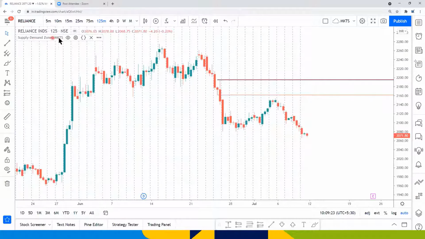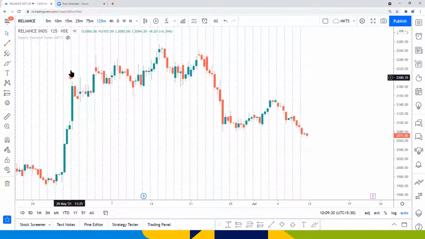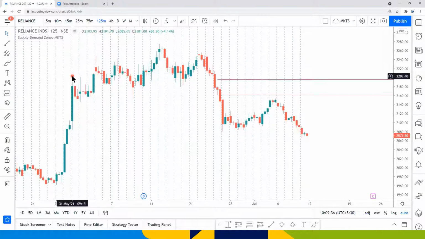To the left, the first icon, the eye symbol, is if you want to hide the indicator. You can hide it. It will go off from the chart. Again, make it visible, it will be plotted on the chart. Next icon is for settings. Let's click on the settings and see what settings can be changed for the indicator.